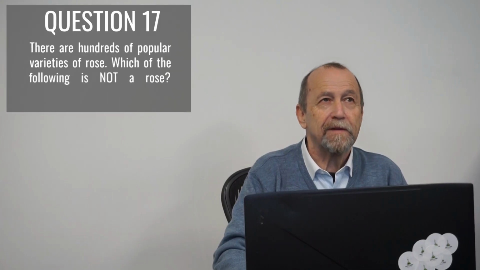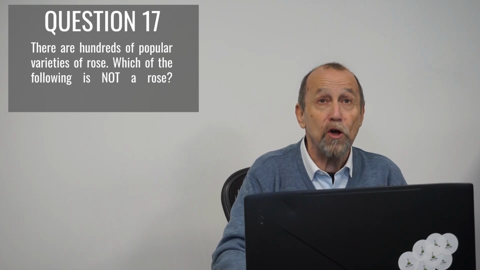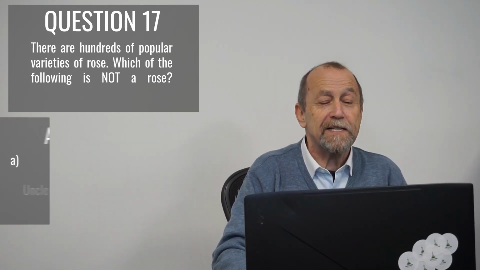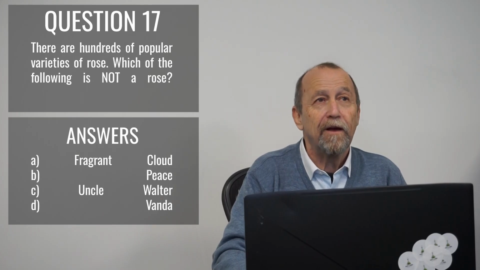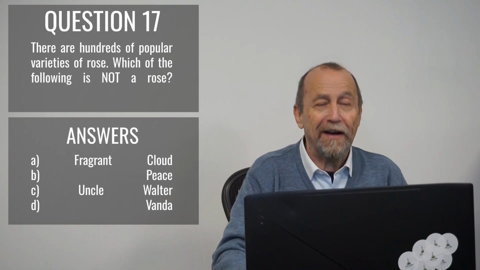Question 17. There are hundreds of popular varieties of rose. Which of the following is not a rose? Is it Fragrant Cloud, Peace, Uncle Walter, or Vanda?